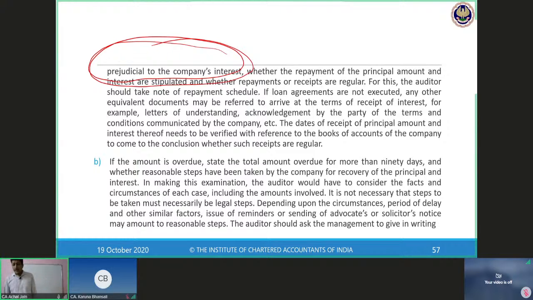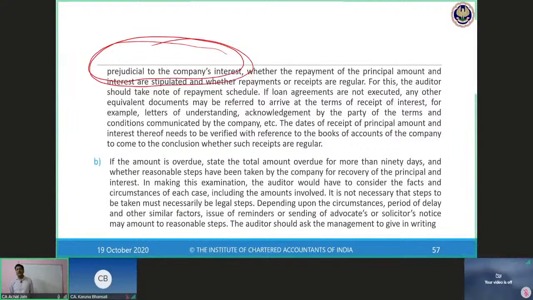Next, if the amount is overdue, state the total amount overdue for more than 90 days and whether reasonable steps have been taken by the company for recovery of this amount, including principal and interest. In making this examination, the auditor would have to consider facts and circumstances of each case, including the amounts involved. It is not necessary that the steps to be taken must necessarily be legal steps.